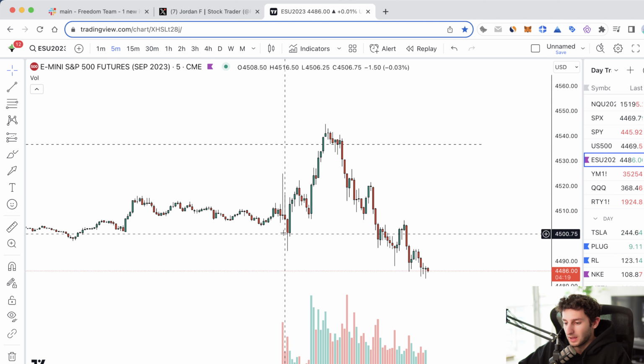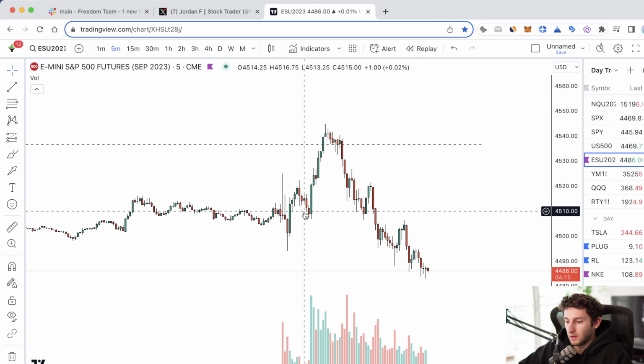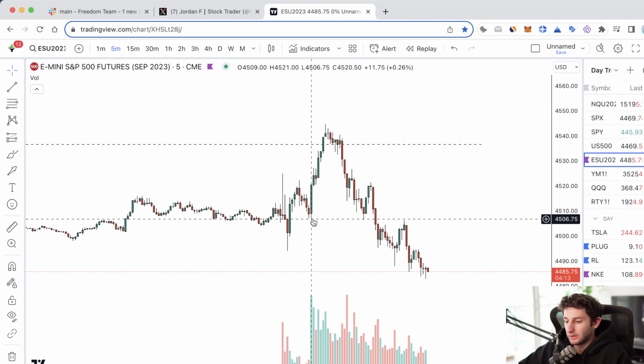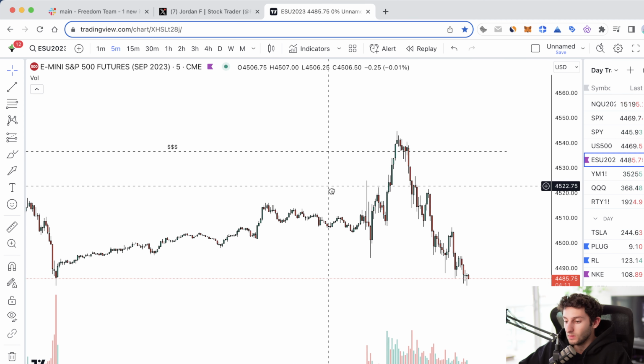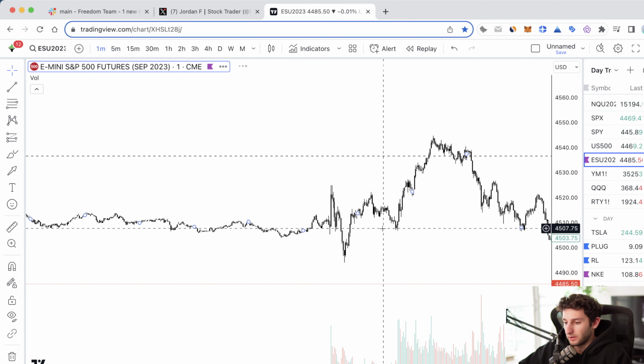So I zoomed in. CPI came out right around here, it's 8:30. We went down, went back up, and then market opened right around here at 9:30, okay? So I was looking right at market open, determining how I was going to play this. So we zoom in on the 1 minute chart.